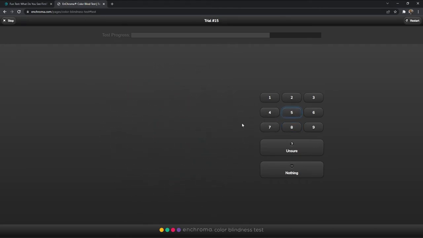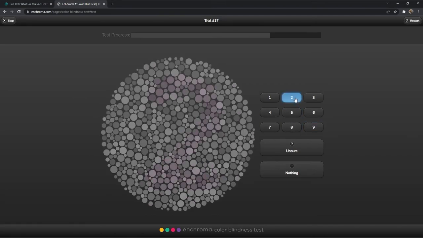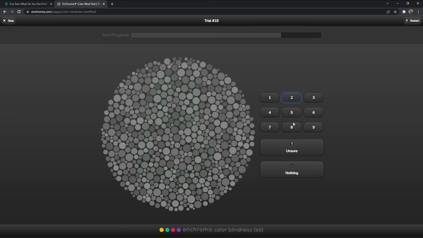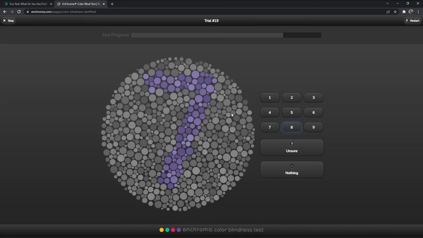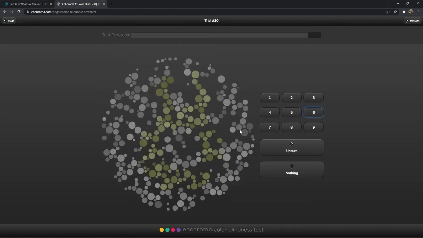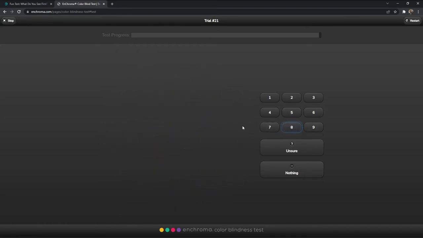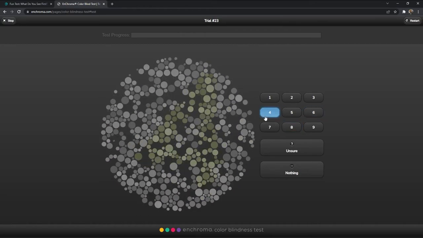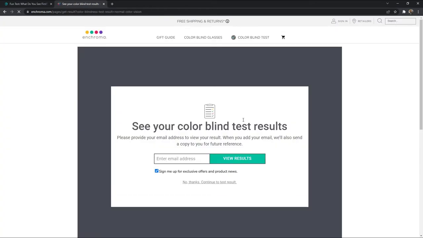Five. Eight. That one's kind of hard for me to see. Nine. Two. Eight. Seven. Six. Eight. That's hard to see. Six. Four. I don't like the green against the gray. Green against the gray sucks for me. Perfectly fine. I mean, my dad's colorblind, so.